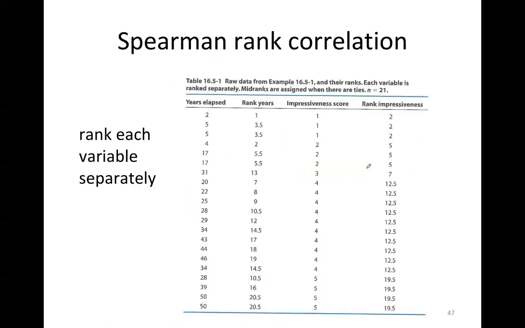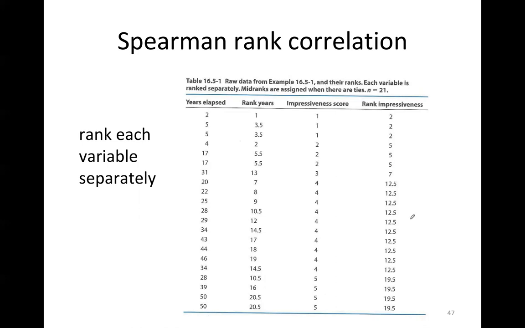this is our data, and we want to measure the relationship between the two variables: years elapsed, as you see here, and the impressiveness score. Instead of using the values directly, in this case, we rank them. We rank the two data sets separately.